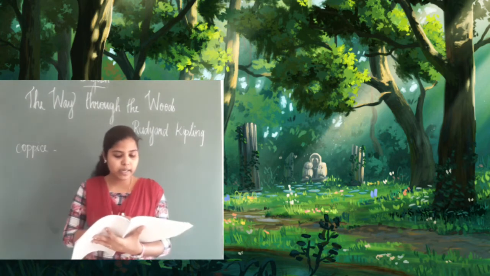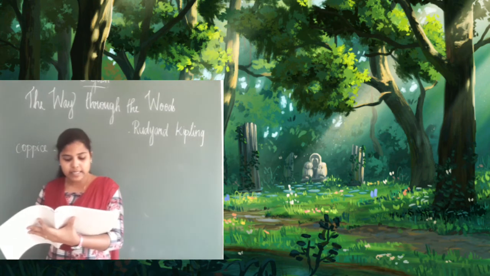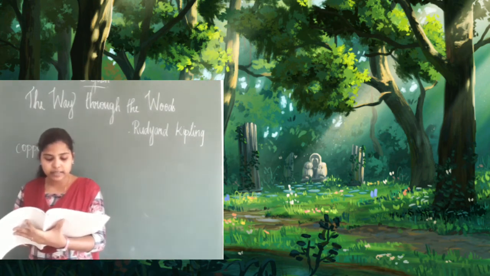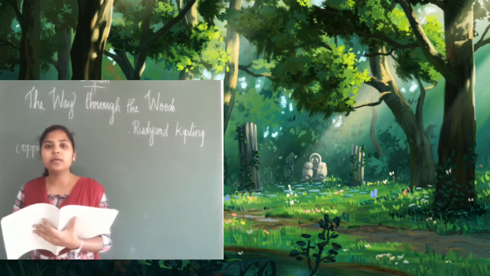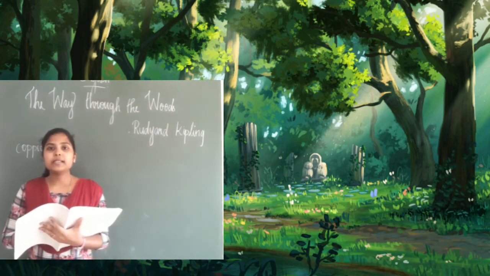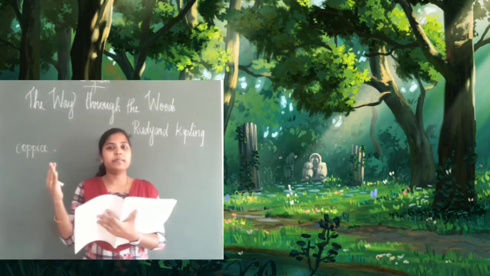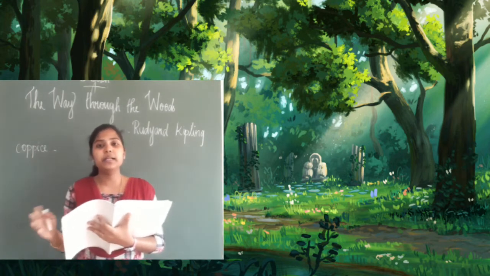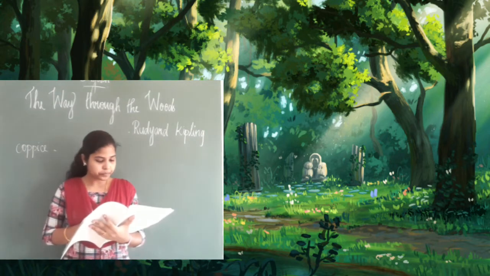And heath. What is the meaning of heath? A large area of open land covered with grass and other wild plants. Now this particular area is completely covered with wild plants and coppice. Now we cannot find a way or a path there. It is completely filled with trees, grass and plants.